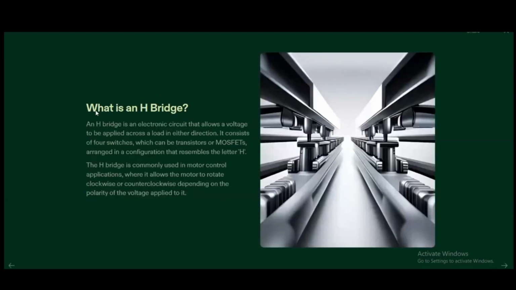Starting from the H-bridge. An H-bridge is an electronic circuit that allows a voltage to be applied across a load in either direction. It consists of four switches, which can be transistors or MOSFETs arranged in a configuration that resembles the letter H. The H-bridge is commonly used in motor control applications where it allows the motor to rotate clockwise or counterclockwise depending on the polarity of the voltage applied to it.